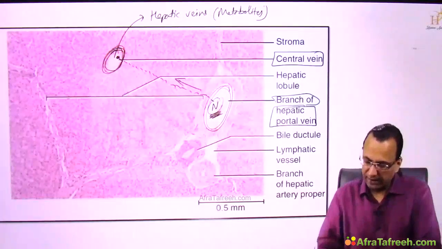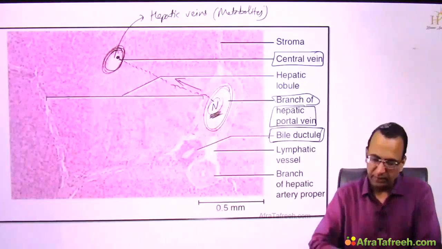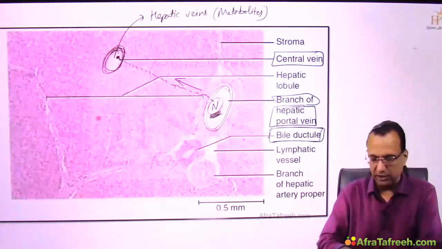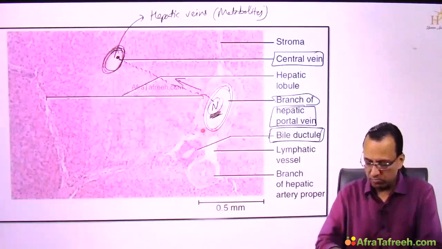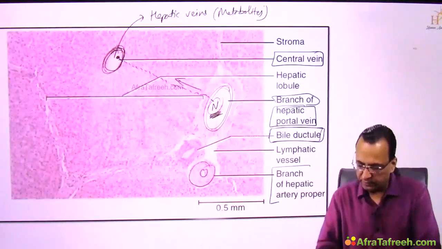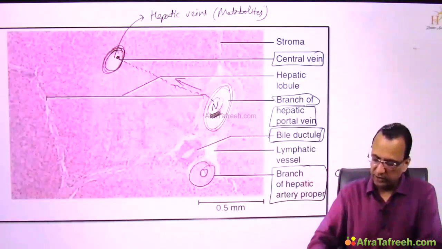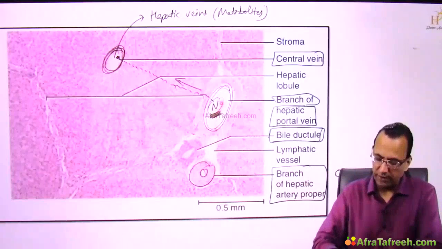And what else do you have? I have a bile ductule which will be collecting the bile secreted by these hepatocytes. So these hepatocytes secrete bile and give it to the bile duct, and then I have some oxygen brought by this branch of the hepatic artery. So the branch of the hepatic artery brings the oxygen. This is the portal triad.